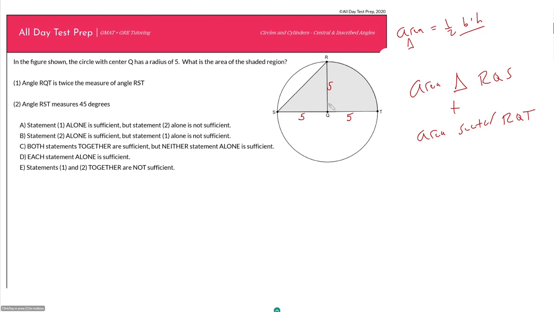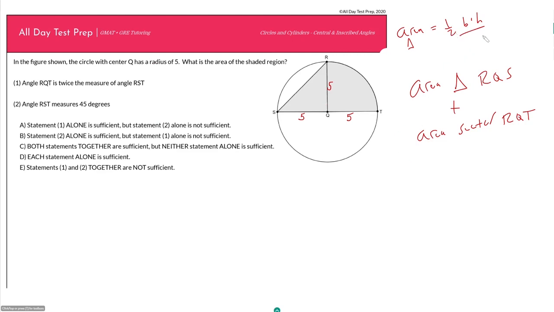And while it looks like this could be a right triangle, on the GMAT you cannot assume that things are drawn to scale. So unless it has a little box thing in here, or they tell you that it's a right triangle somewhere, you cannot assume it. And therefore I cannot assume SQ is a base and RQ is its height.